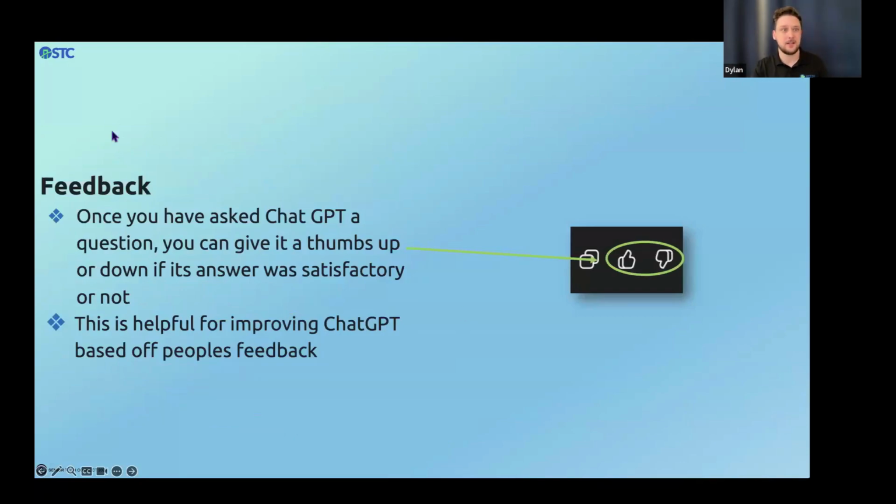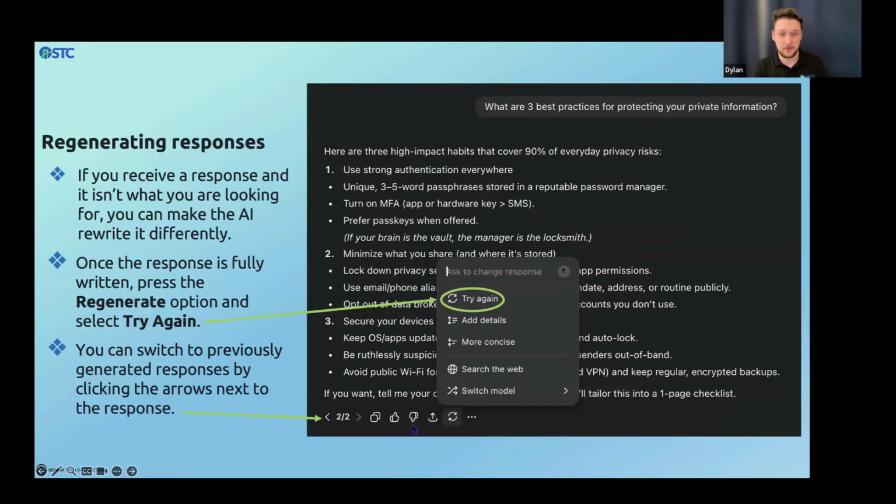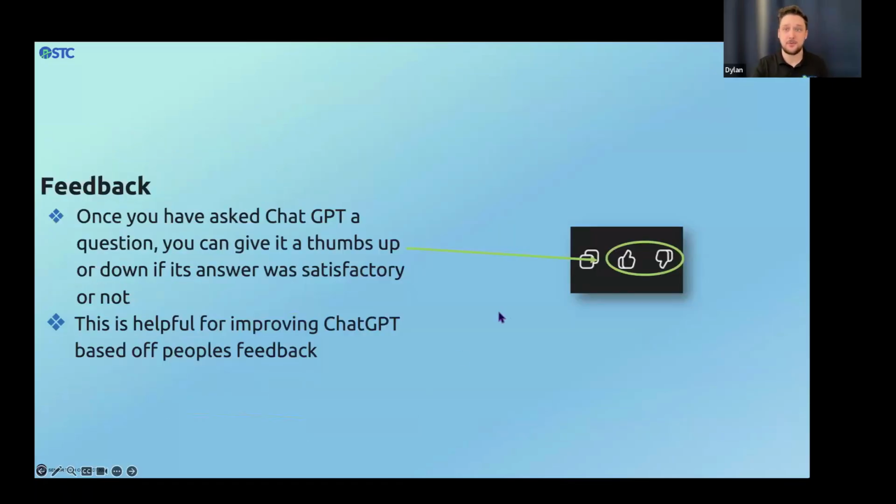For feedback, it's in that same area down here at the bottom. You'll see a thumbs up and a thumbs down. Essentially, after you've asked ChatGPT for something, if it's giving you good results, let OpenAI know. Give them a thumbs up. If it's consistently giving you bad results, let them know. Give them a thumbs down. This helps them to improve the model based on those people's feedback.